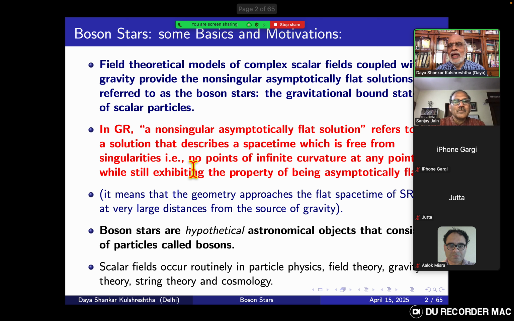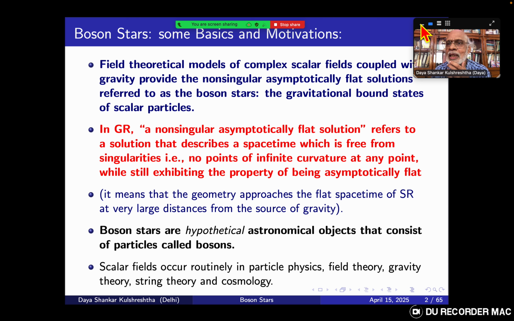So, in this, I still need to change the view because it is interrupting my.